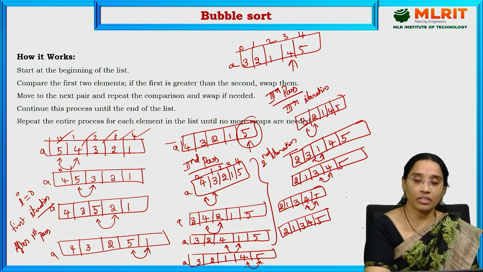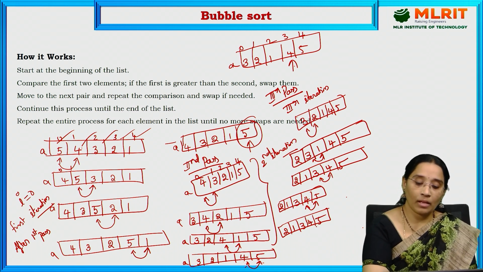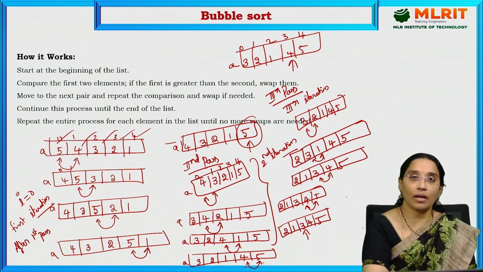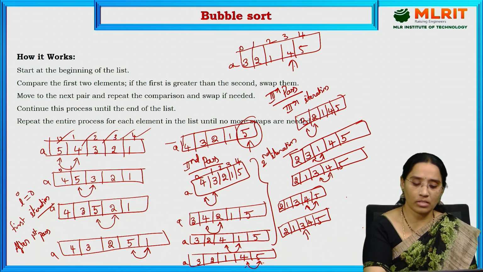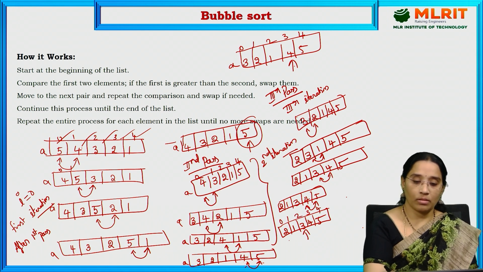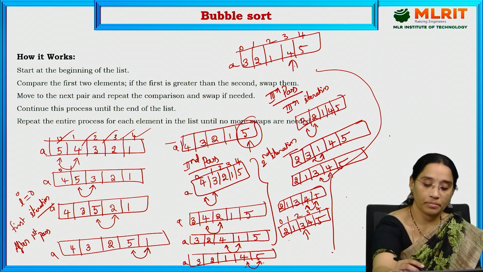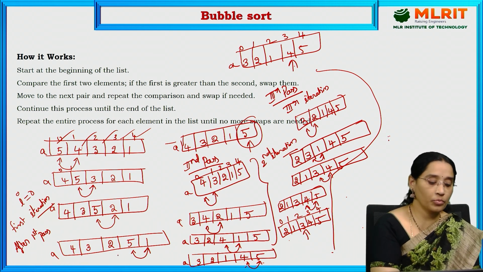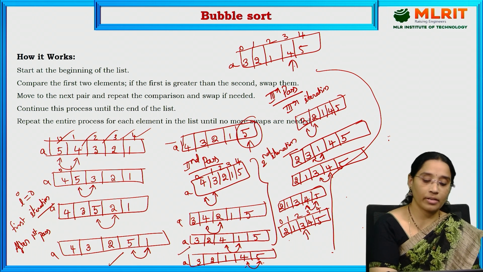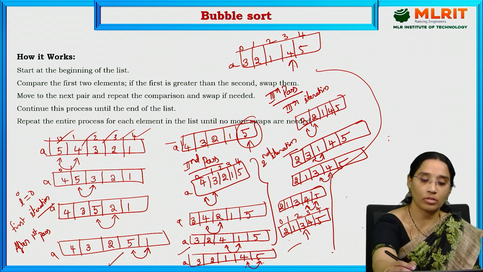So after the third iteration, what can we say? What is the third largest element in the array? It's 3. That is at its correct position. Okay, so this is the third iteration. Next, this one is your first iteration, next second iteration, third iteration and now fourth iteration.